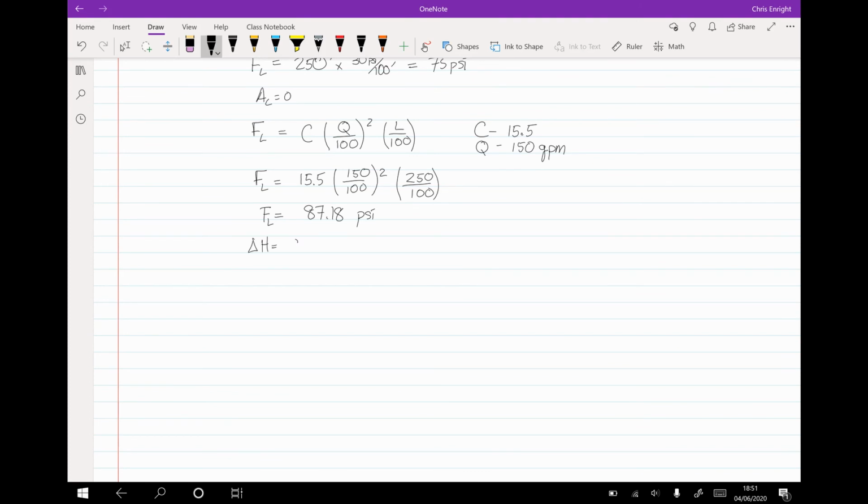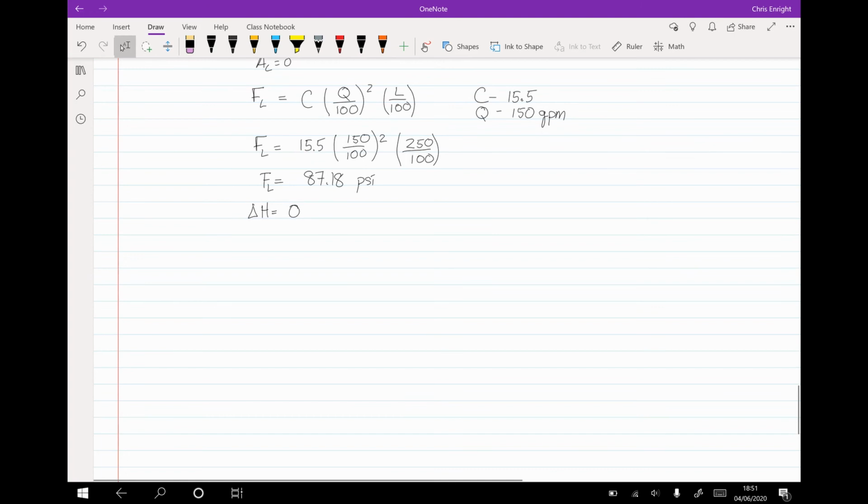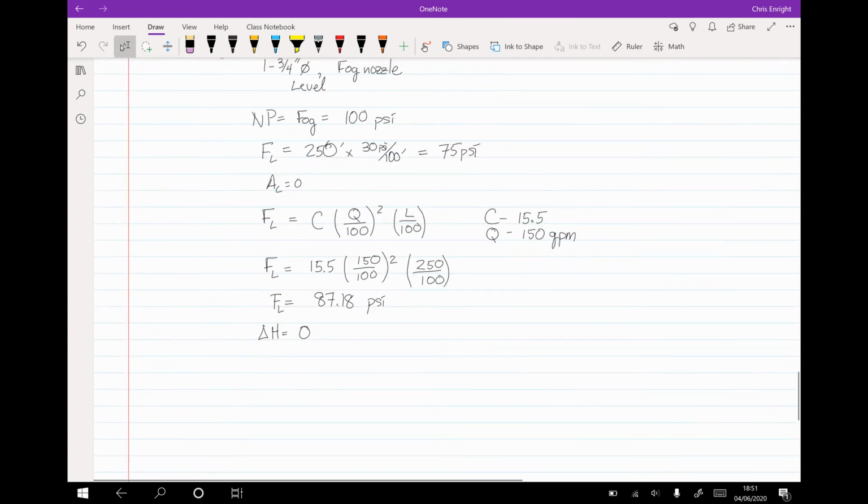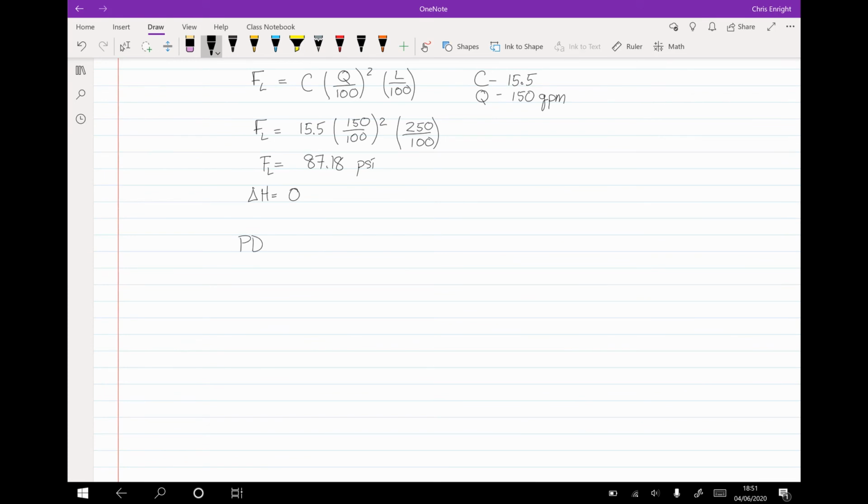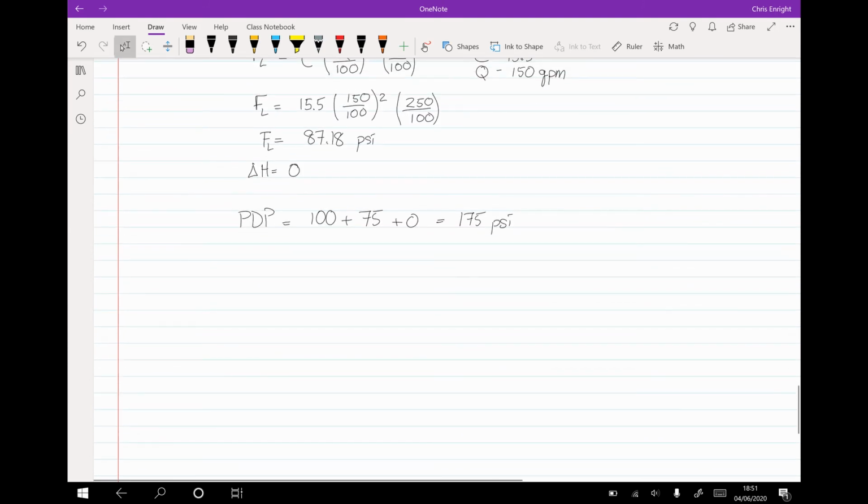Elevation change, none. So we don't have to worry about that at all. So what does our total end up looking like? PDP equals 100, that's our nozzle pressure, plus 75, just because it's easier, and then plus 0, because there's no head and no appliance loss. So 175 is what we need to charge this from the pump panel. Nice and easy. This is a pretty long line, so it's going to be more. A shorter line is going to be obviously a lower PSI on that initial delivery. So there you go. First example, 175 PSI out the door.